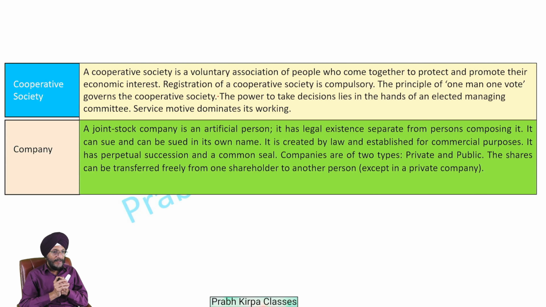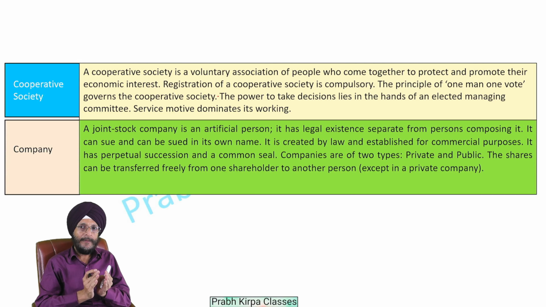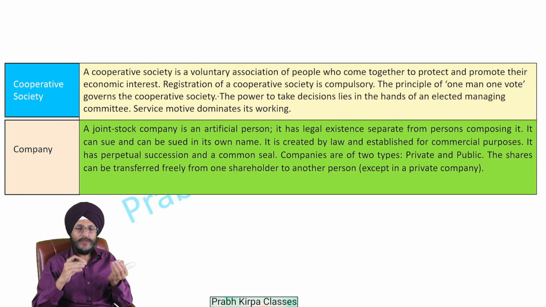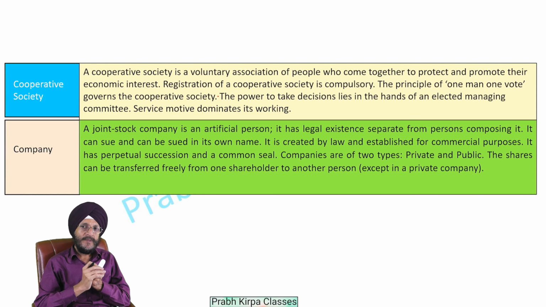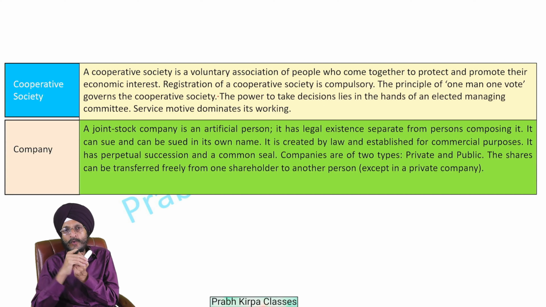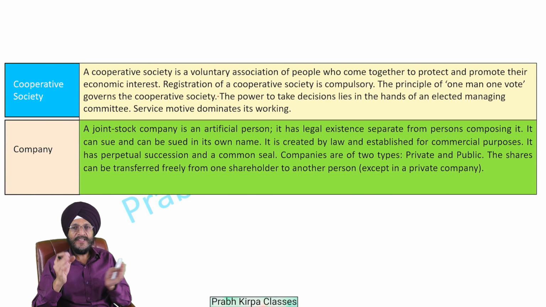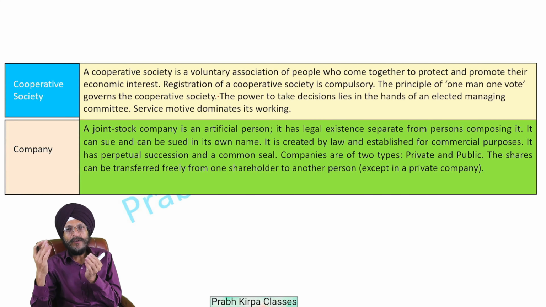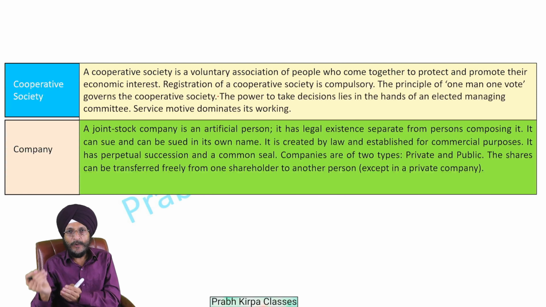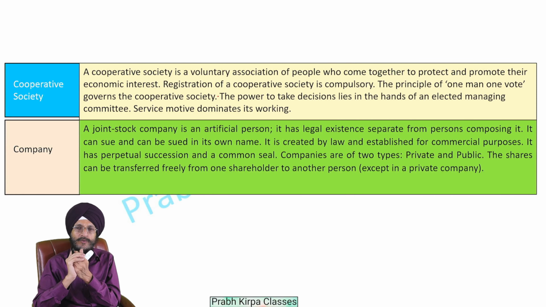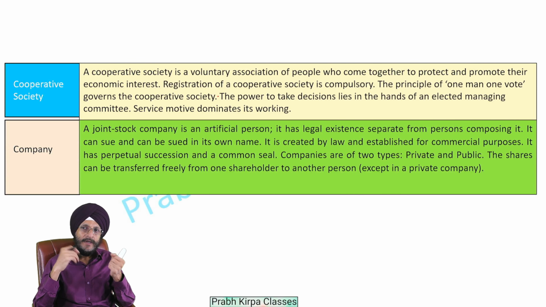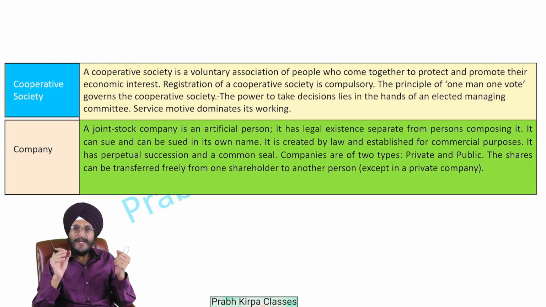Next, cooperative society. A cooperative society is a voluntary association where many persons may come together to form a cooperative society for the benefit of all. The main purpose of the cooperative society is not to earn profits, but to serve the members. The various forms of cooperative society may be consumer cooperative society, producer cooperative society, or farmers cooperative society. In the case of India, Amul is the best example of the cooperative society which has made tremendous progress in the past.